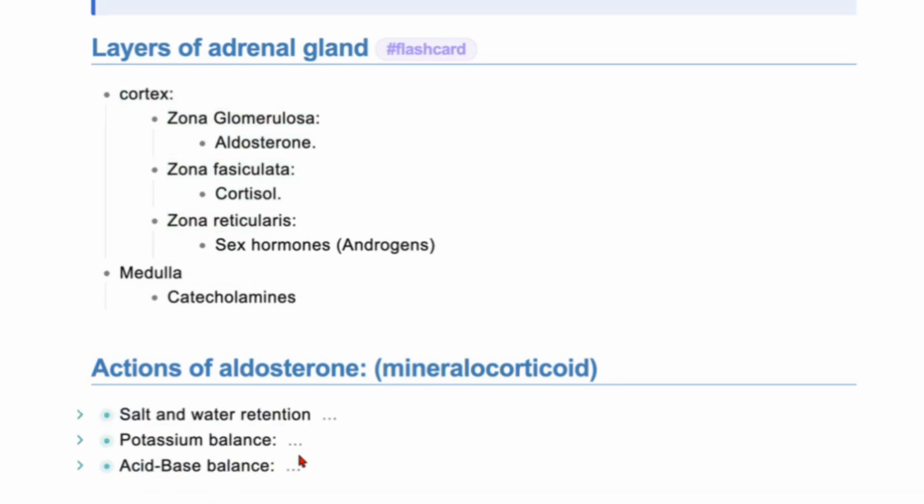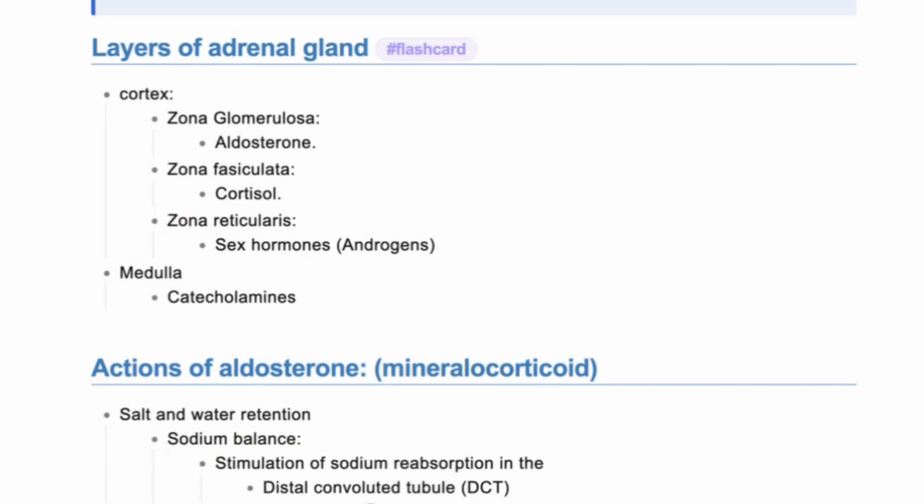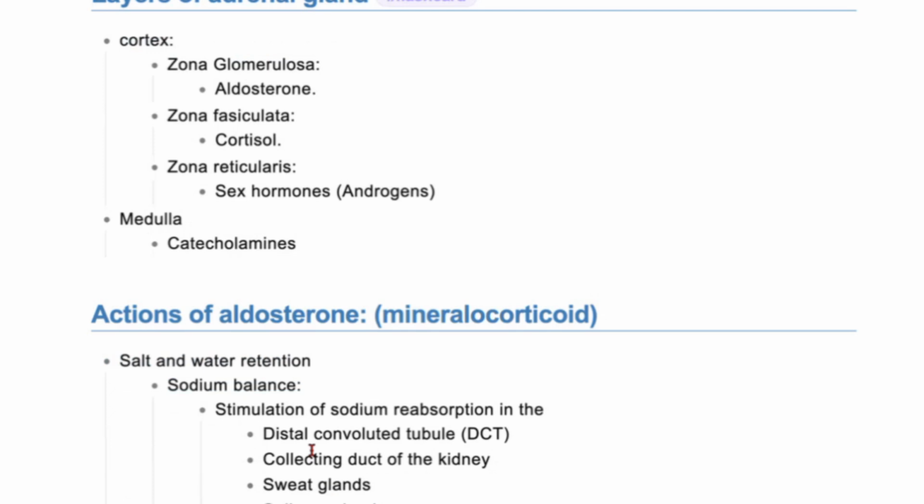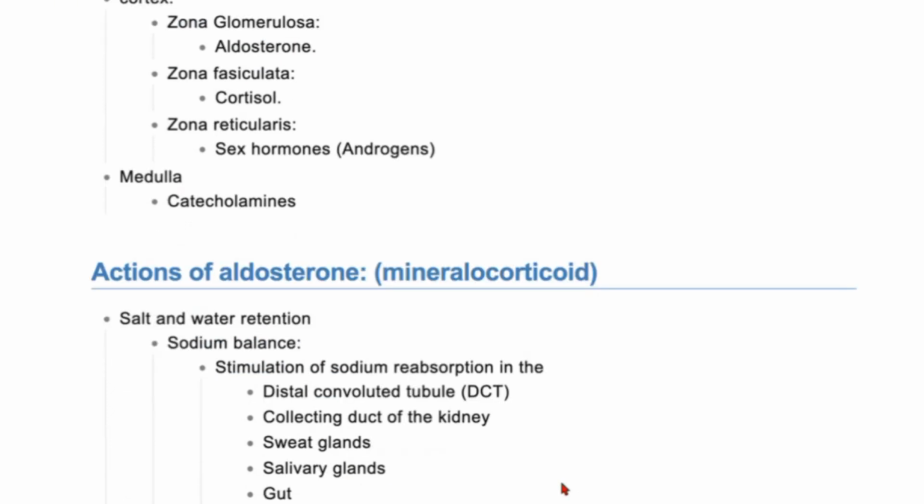So it works in three things: salt and water retention. Just make it simple: salt and water retention, potassium balance and acid-base balance, because it's relating to the hydrogen and potassium exchange, right? So salt and water retention, it will lead to retention of sodium, because it leads to sodium reabsorption from distal convoluted tubule, sweat glands, salivary glands, and your gut, and basically everywhere.